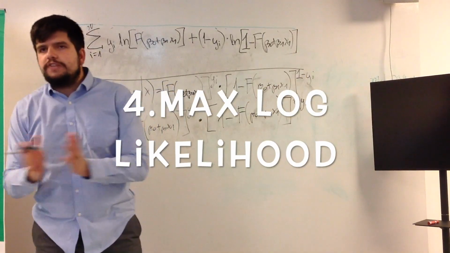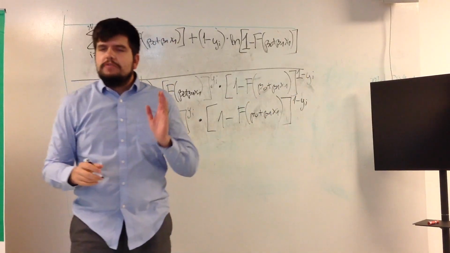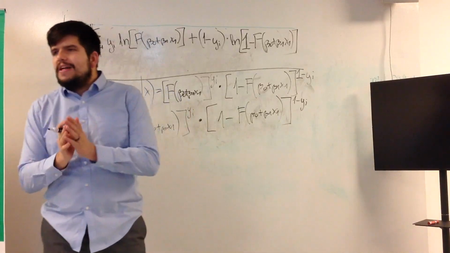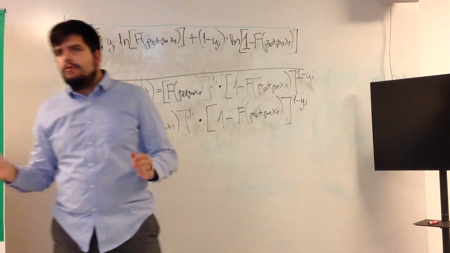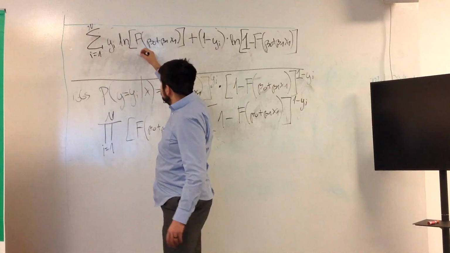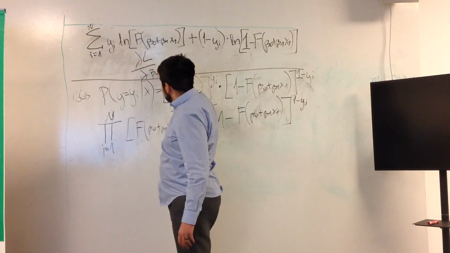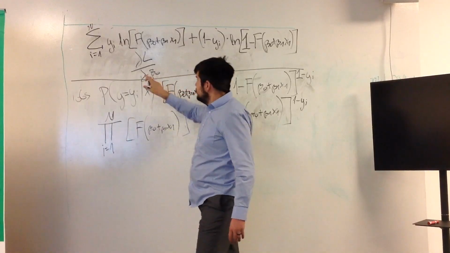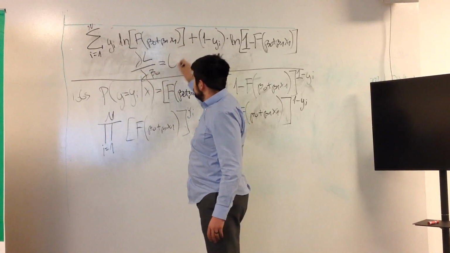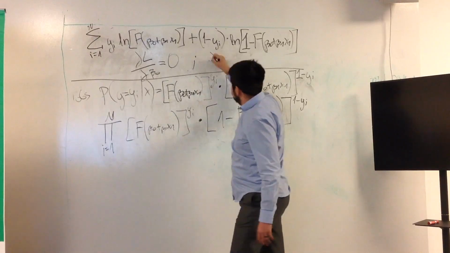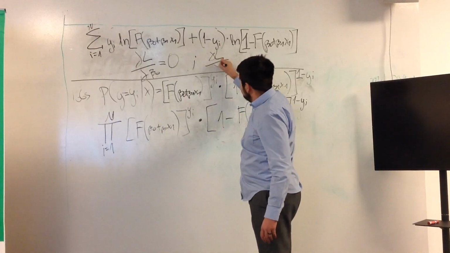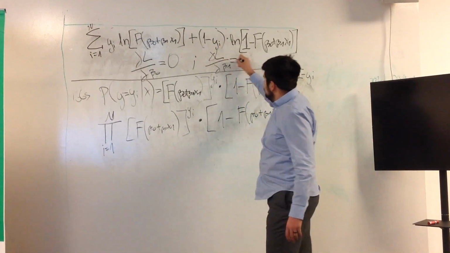I'll do partial differentiation for both with respect to beta 0 and beta 1, and that's going to have to be equal to 0. So partial differentiation with respect to beta 0 has to be equal to 0. Partial differentiation with respect to beta 1 equals 0.